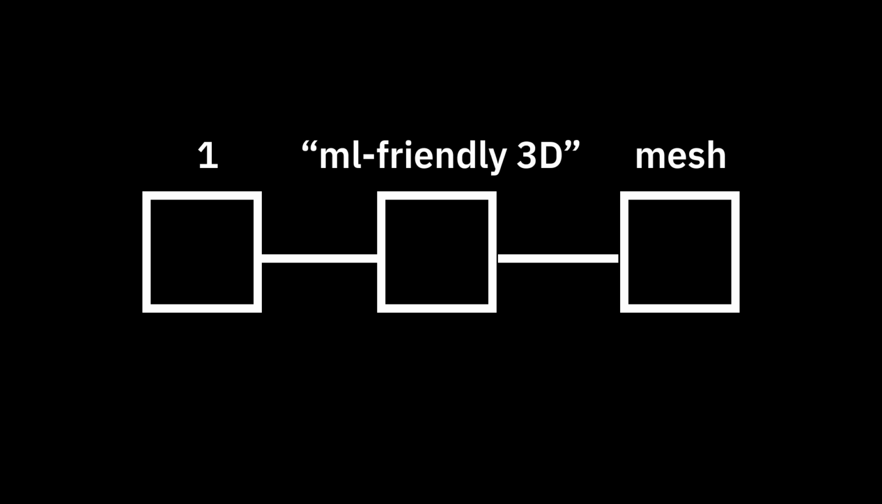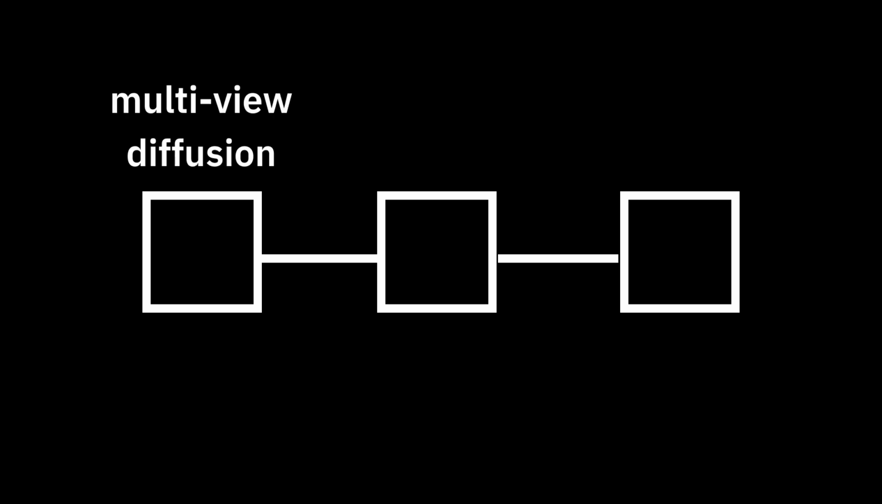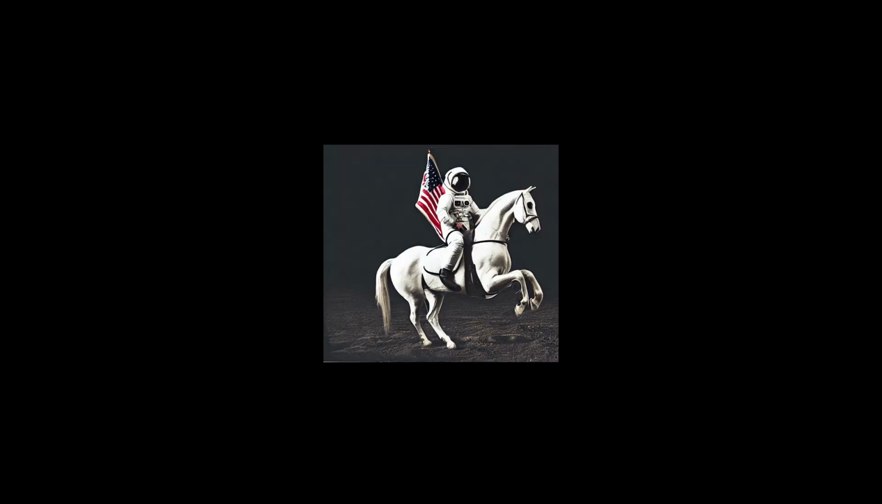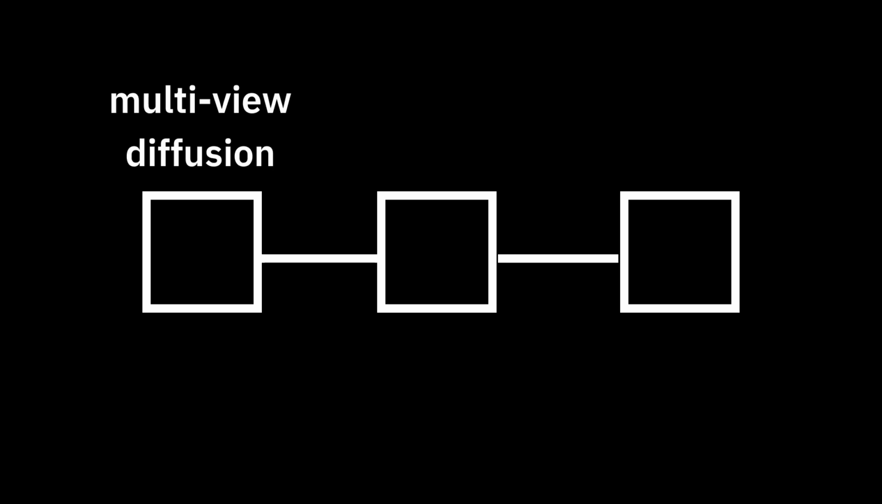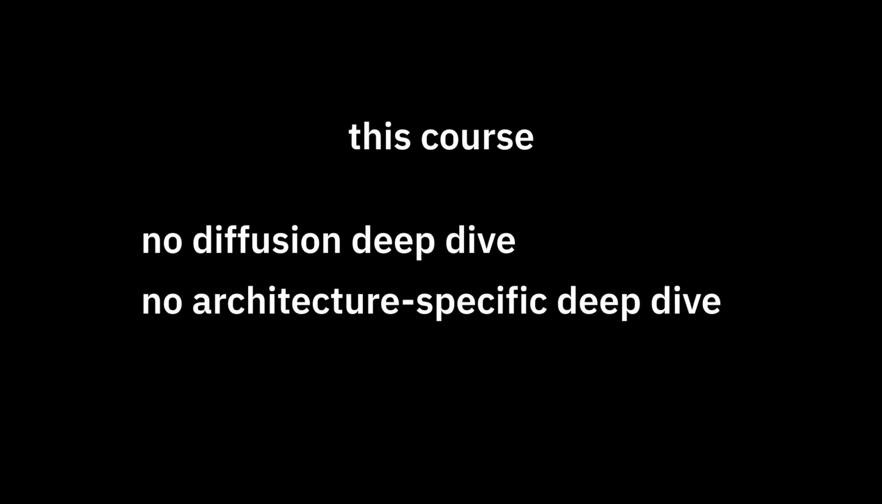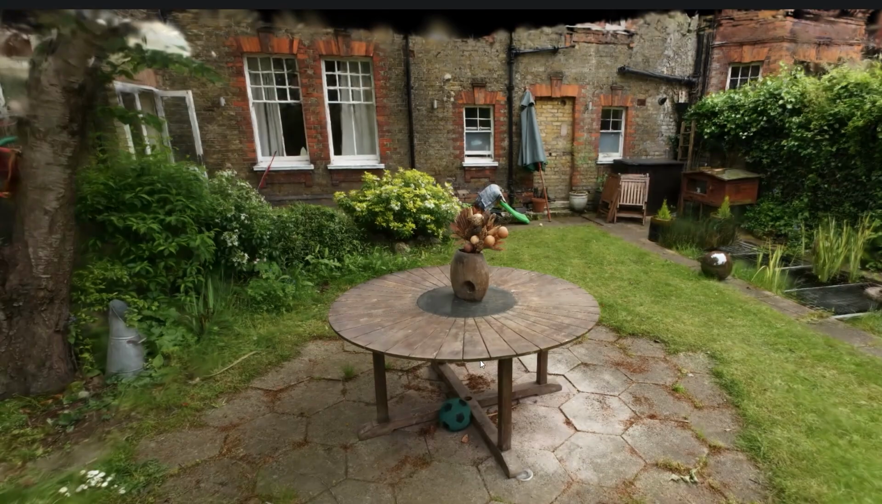Before this ML-friendly 3D step is often multi-view diffusion. This is where a diffusion model, like Stable Diffusion, is used to generate novel views of an object, either from source images or from text. This part of the pipeline is very technical and has been changing very rapidly, with some of the most recent approaches skipping it entirely. So for the purposes of this course, I won't be diving deep into diffusion models or specific machine learning architectures.